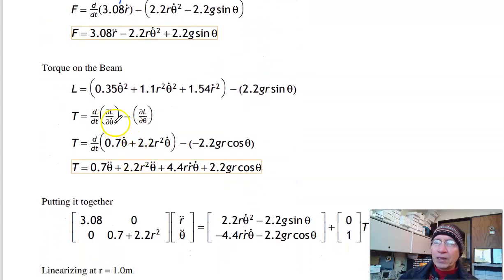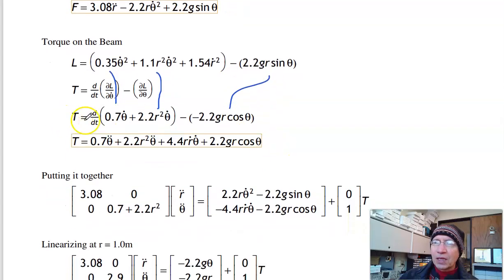Repeating for the angle, that gives you the torque on the beam: partial with respect to theta dot, and that's it. Partial with respect to theta, here's a theta. Take the full derivative, first term, chain rule, theta dot, r dot. Derivative of r squared is 2r, r dot.